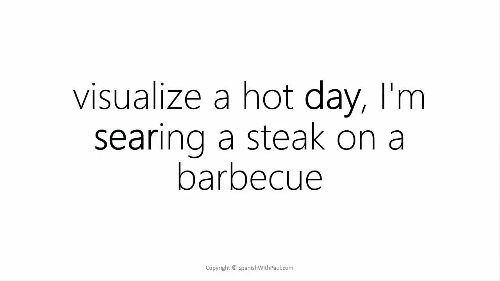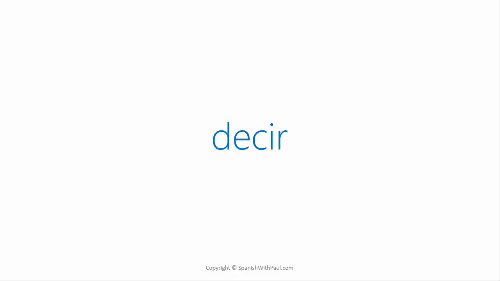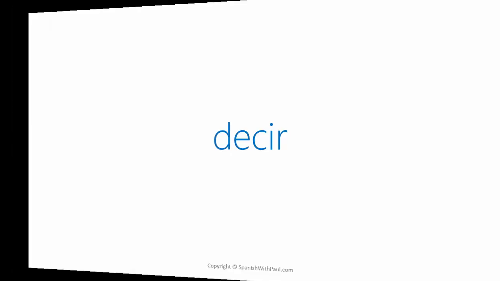So I might visualize a hot day and I'm searing a steak on the barbecue, and I imagine sweating a lot and there being people there and they're hungry and I'm under pressure to get the food to them. I would try and create a strong visualization around it. So I have my day for being a hot day and searing a steak on the barbecue on the hot day. Now that day in sear creates a pathway to get me back to decir. That's how it works.